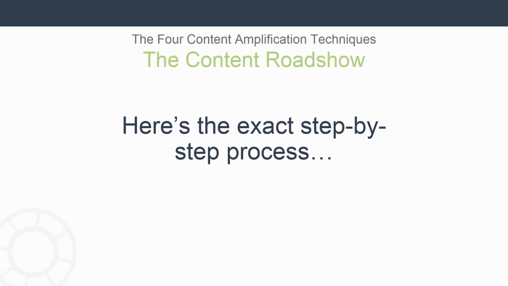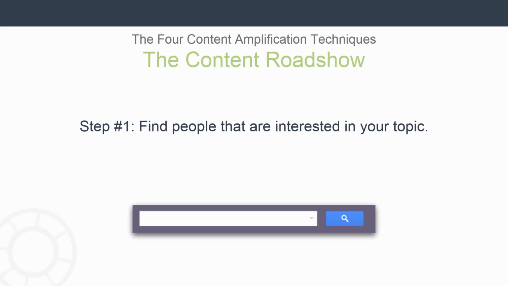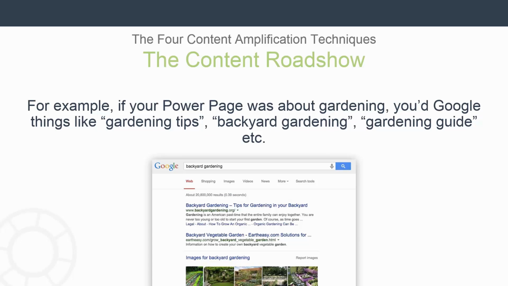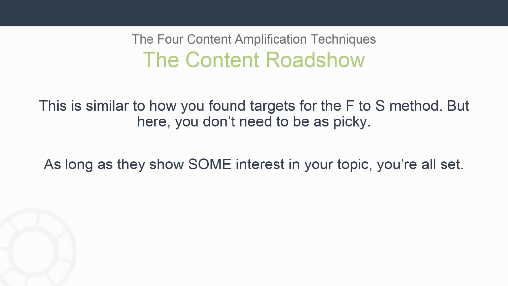So here's the exact step-by-step process. First, you want to find people that are interested in your topic. And the easiest way to do that, of course, is a quick Google search. For example, if your Power Page is about gardening, you Google things like gardening tips, gardening guide, etc. Now, this is similar to how you may have found targets using the F to S method. But unlike that strategy, you don't need to be as picky, because you're not looking for people to get feedback on your post. You're just showing it to them. So as long as it shows some interest in your topic, you're good to go.